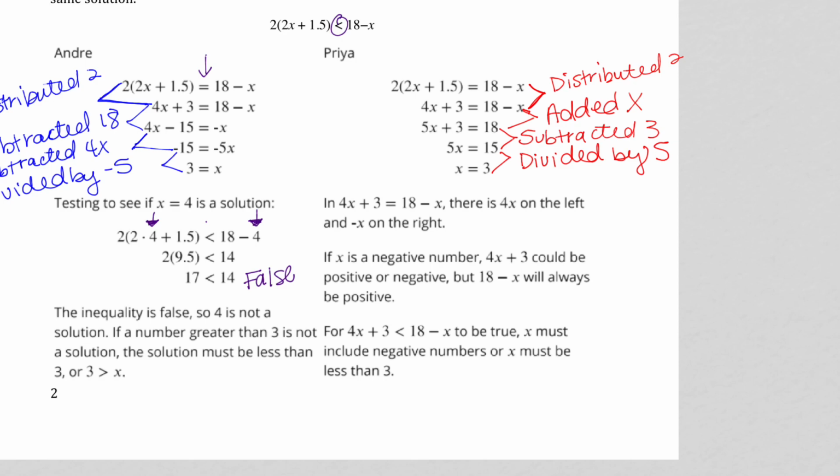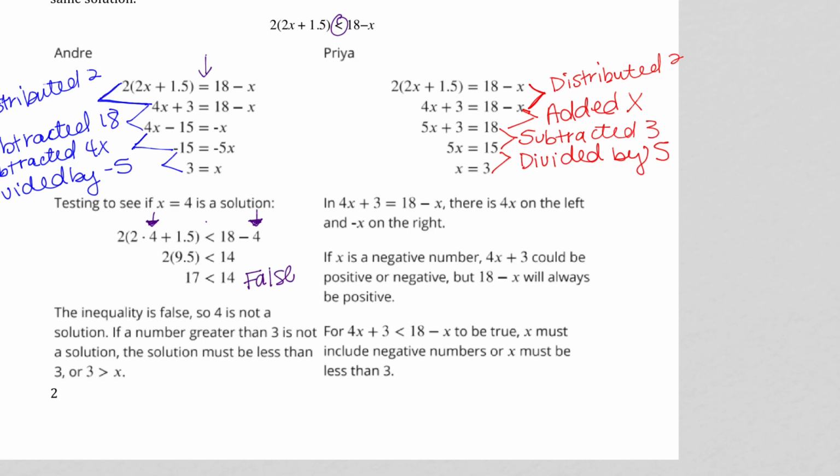So for 4x plus 3 is less than 18 minus x to be true, x must include negative numbers, or x must be less than 3. So they got to the same conclusion using different methods.